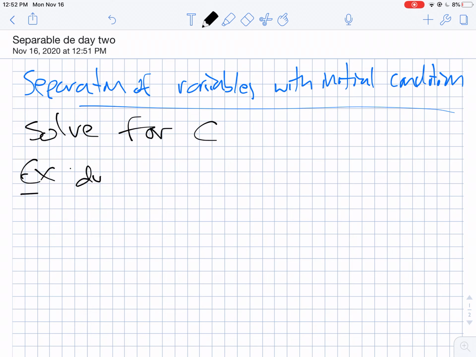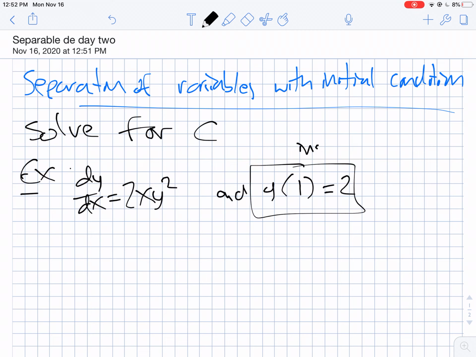I'm going to tell you, for example, that dy dx equals 2xy squared. And I'm going to tell you that y of 1 is equal to 2. So this is a point. This is your initial condition. It's a point that's given to you. And given that in mind, we're going to try and find the particular solution here by separation of variables.